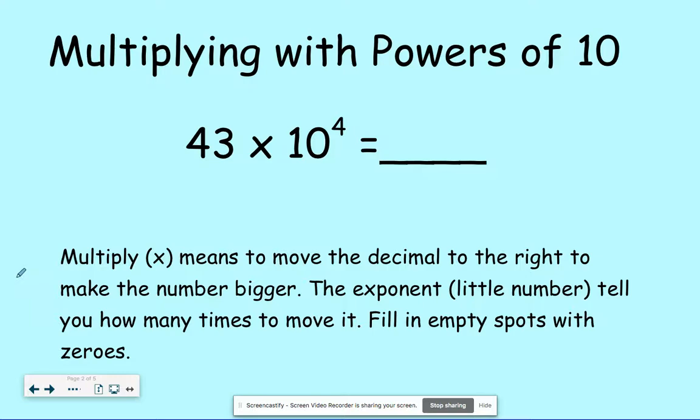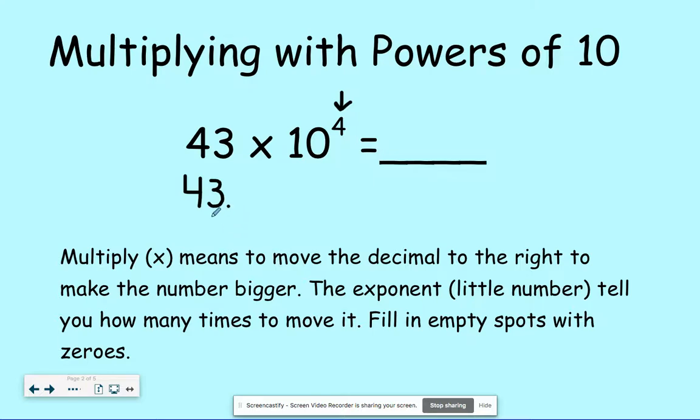Now, if there is no decimal, like in the number 43, well, 43 is a whole number, so there really is a decimal. It's at the end of it. We just don't need to write it because there was nothing that was holding its spot. So we're going to make it a bigger number because right here it says times. And what we're going to make it bigger by is what the exponent says. The exponent here says 4. So we're going to make it 4 spots bigger.